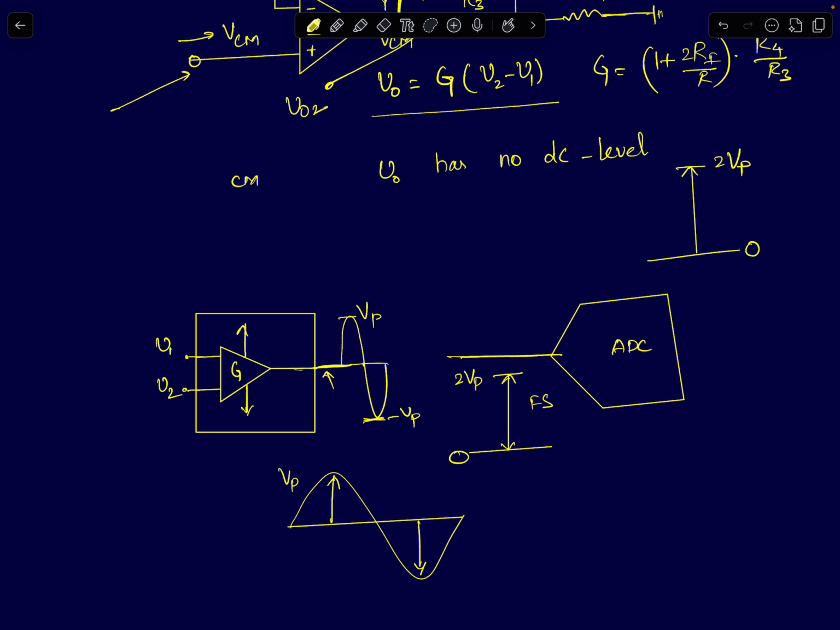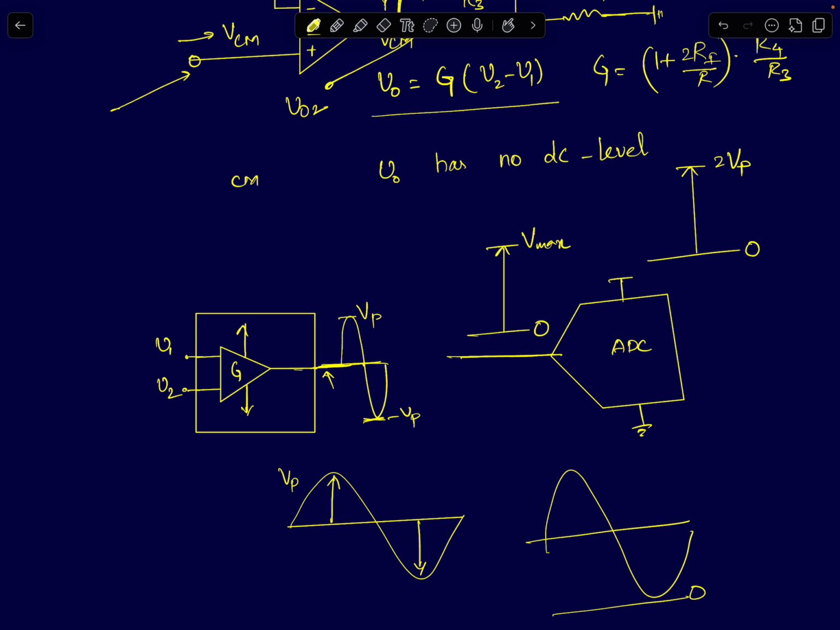Now if the ADC happens to be a unipolar ADC, meaning it has only a positive supply and the negative supply is just ground, your ADC may be operating on a minimum input voltage of 0 and some maximum positive voltage. In that case, I can't directly feed this signal, because the voltage levels are negative here. In that case, I may have to add a constant DC level such that the sinusoid now swings from 0 to 2 Vp volts.